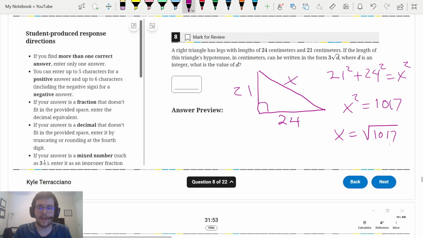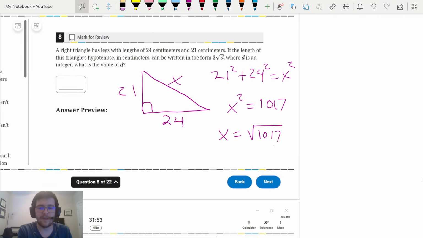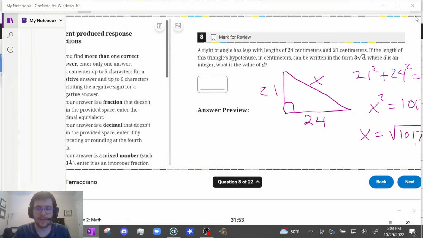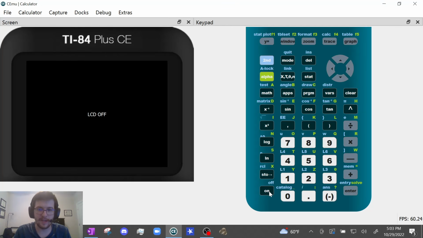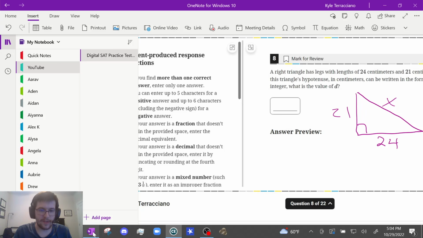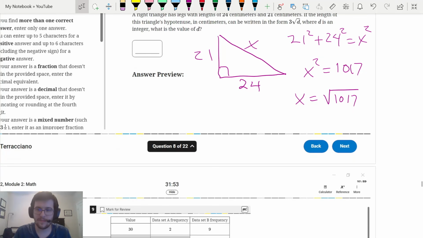Okay, so now what the heck? So now you have to simplify this radical. If I were you, I would really put some kind of program on your graphing calculator that can simplify radicals. The College Panda program can do it. So let's see, I'm going to go to fundamental, simplifying radical, 1017. Okay, great. That's 3 root 113. Let me write that down. 3 root 113.